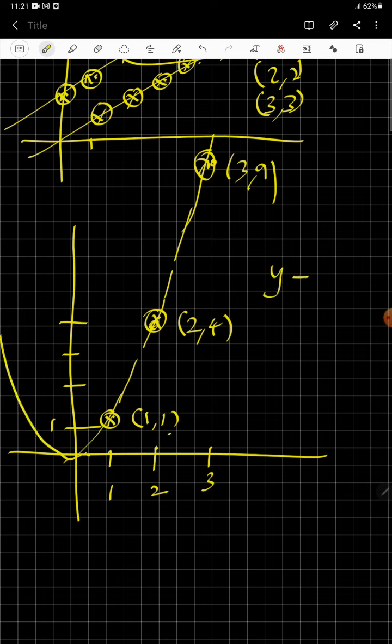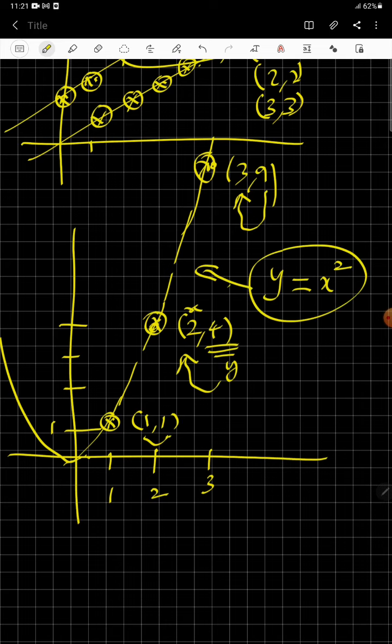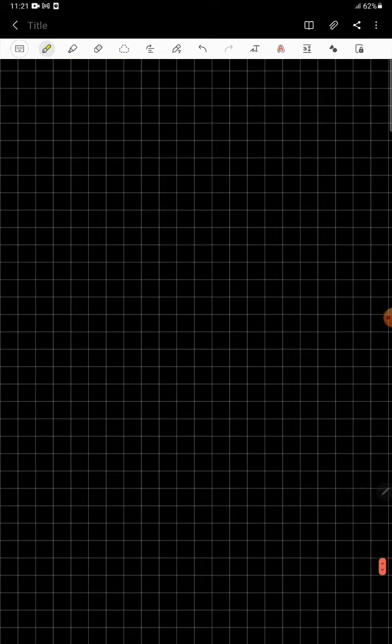So the value of y is nothing but the square of this x value. This 9 is the square of 3, this 4 is the square of 2, this 1 is the square of 1. So y is nothing but the square of x. So this is going to become the equation for that parabola.